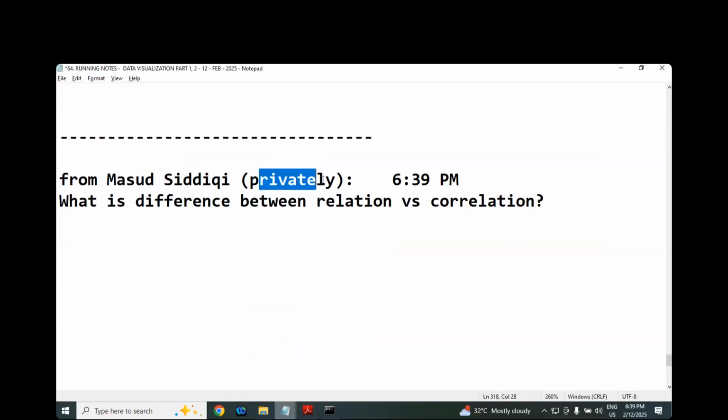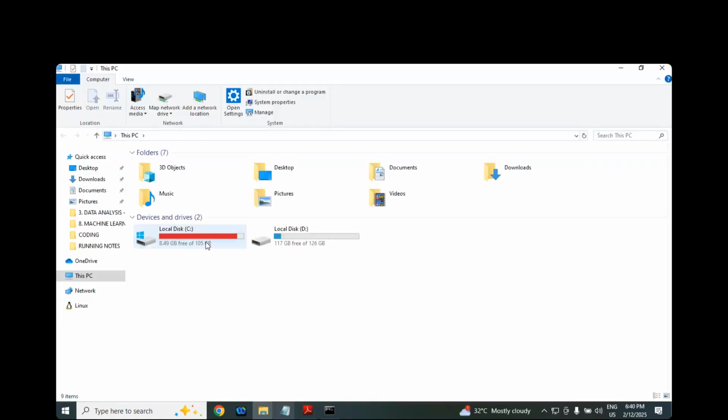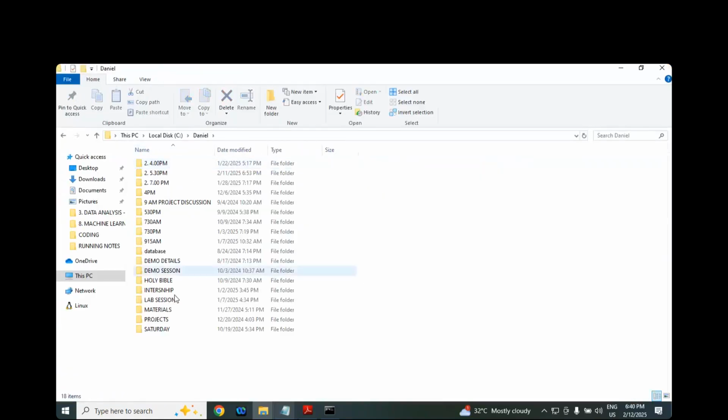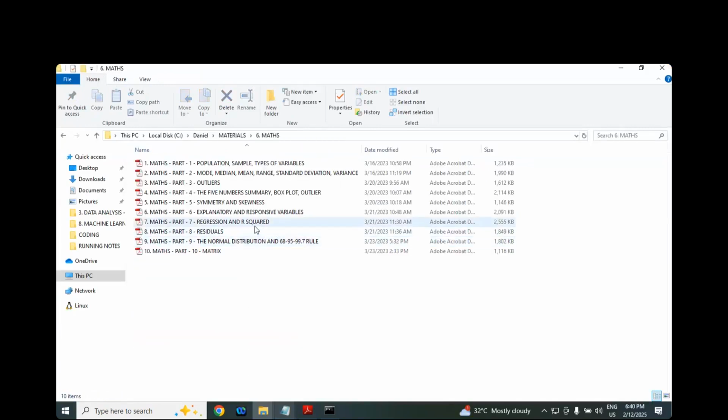Sir, private question, but I like this question. That's why I brought it to public actually. It is okay. What is the difference between relation and correlation? Great question. The answer is, we'll discuss during math actually. Let me show you the material. Relation and correlation. We have a separate material. Open Daniel's material. The answer will be, where is that? Regression. Relationship and correlation. Correlation, somewhere here you can see.